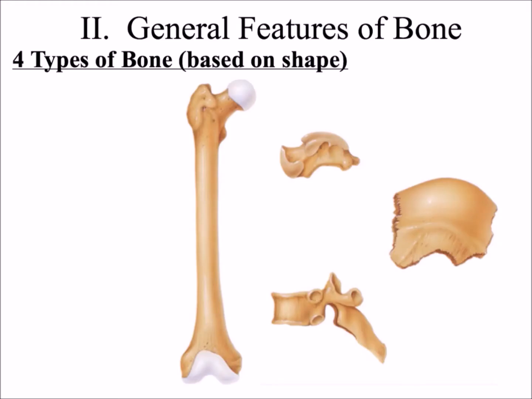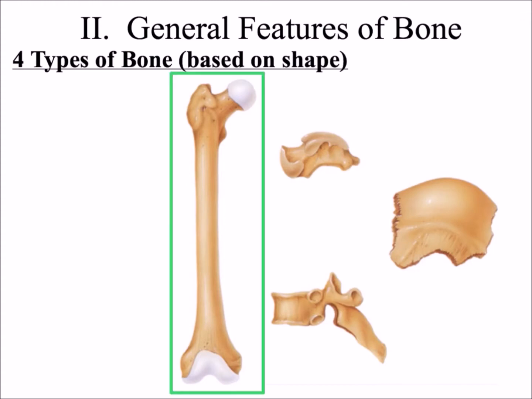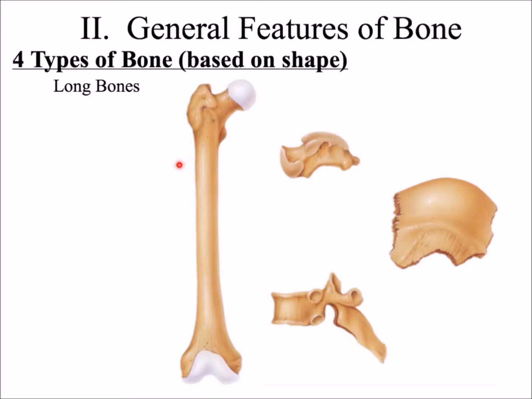So there are four classifications of bone. The first classification of bone is called the long bone. A long bone, by definition, is taller than it is wider. The long bone that you see here is a femur.